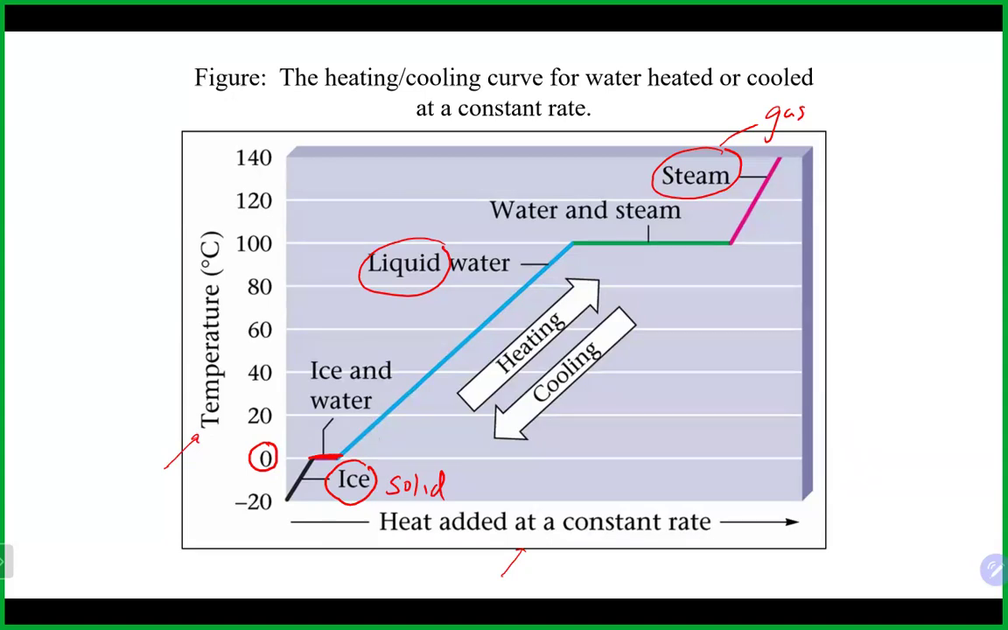It's not until you get on that line going upwards or downwards that you fully transition. We see the same plateau happening over here at 100 degrees Celsius, which is the normal boiling point for water. Again, you have both phases happening at that point. You have your liquid water and your steam occurring.